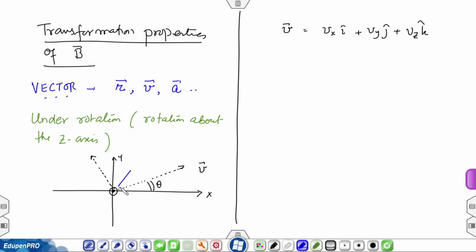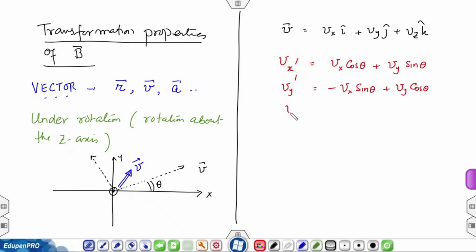So, let us say this is the vector v, which I am showing by blue, but the components transform. So, v x prime, which is the new component, is going to be given as v x cosine theta plus v y sine theta. V y prime is going to be minus v x sine theta plus v y cosine theta, and v z prime is equal to v z. This is how these vectors transform under rotation. I am just for simplicity taking rotation about the z axis.